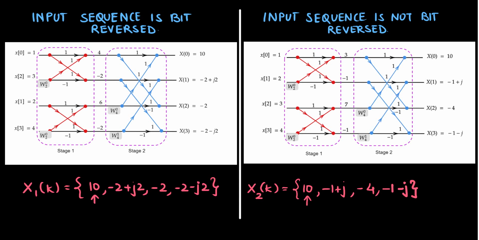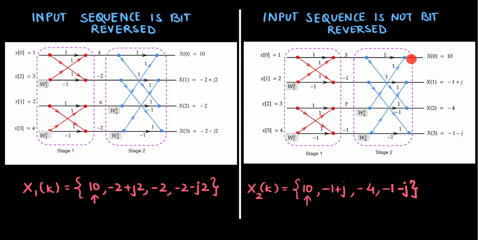Now let us consider the case where the input sequence is not bit reversed, that is we consider x of 0, x of 1, x of 2 and x of 3 in the given sequence, that is consider 1, 2, 3, 4 as it is. So if we perform the calculations and check the output, then we get this sequence. So let us try to understand this. At this point, the output would be given as 1 plus 2, so that would be equal to 3. At this point it would be 1 minus 2, so that would be minus 1. At this point it would be 3 plus 4, that is 7. At this point it would be 3 minus 4, that is minus 1.